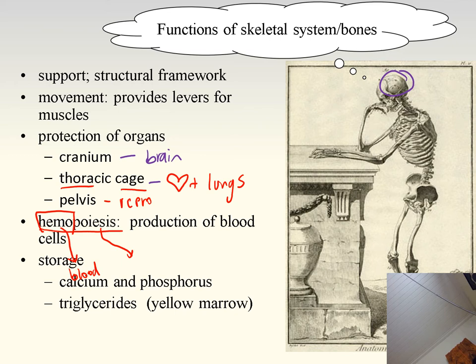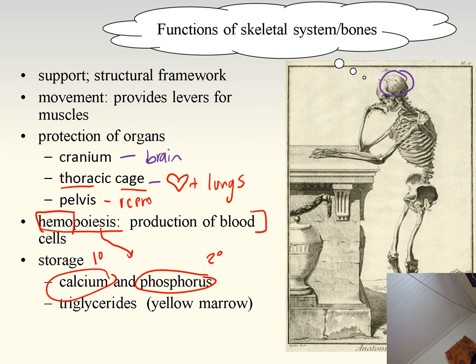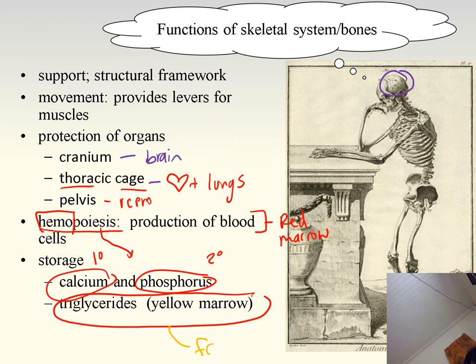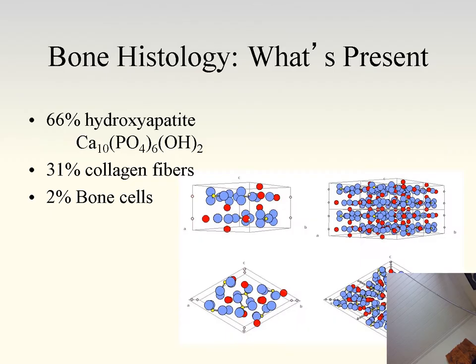And also storage. So I mentioned that it's a calcium bank. So that's sort of the primary function. And then phosphorus is a secondary. So this is in the hydroxyapatite, which is the crystalline matrix that makes up bone. Hemopoiesis takes place in the red marrow because it's blood. And then triglycerides, which is yellow marrow. This is just fat. And there's some changes as to what proportion of your marrow is red versus yellow with adulthood. So we'll get into that as well.